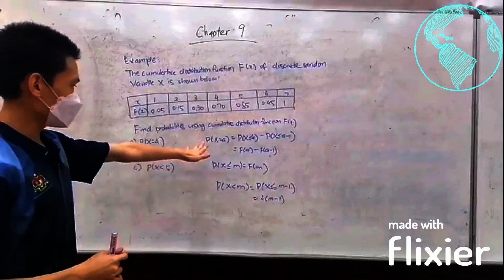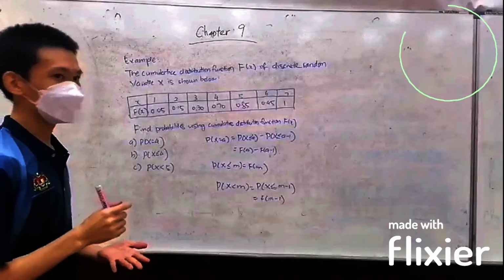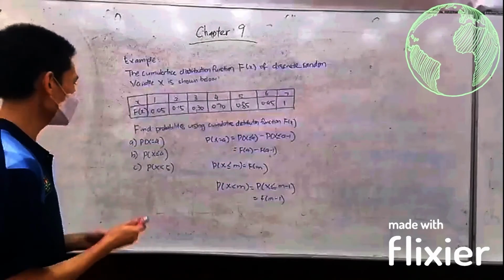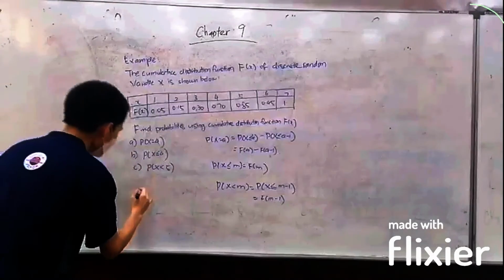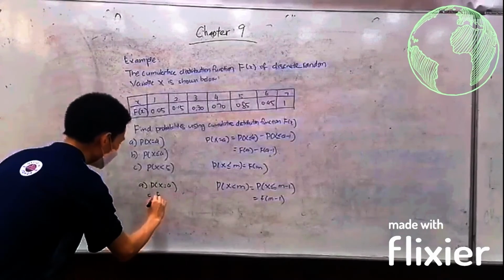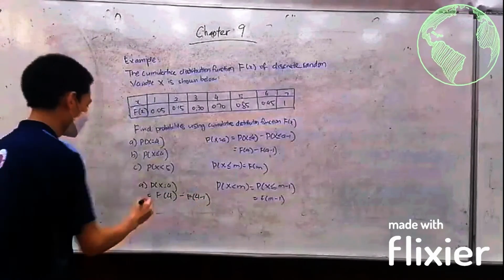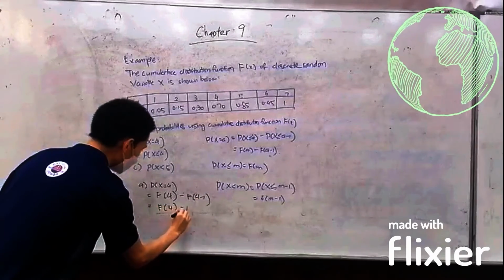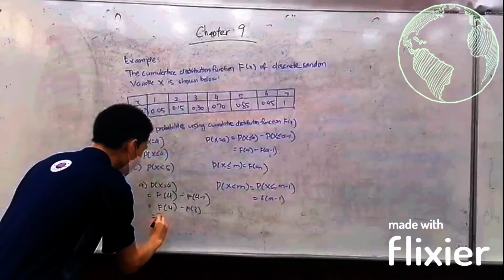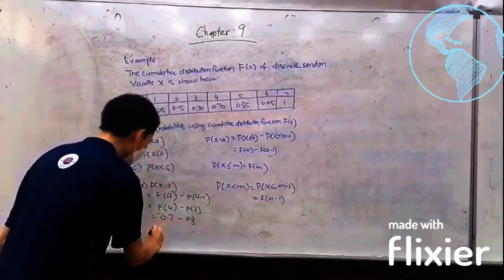According to the formula, P(X = a) equals P(X ≤ a) minus P(X ≤ a − 1), so it's cumulative F(a) minus cumulative F(a − 1). We use this formula in question A. P(X = 4) equals the cumulative function for the random variable F(4) minus F(4 − 1), so F(4) minus the cumulative function F(3). You can find these from the table. F(4) is 0.7 minus F(3), which is 0.3. So you get the answer 0.4.